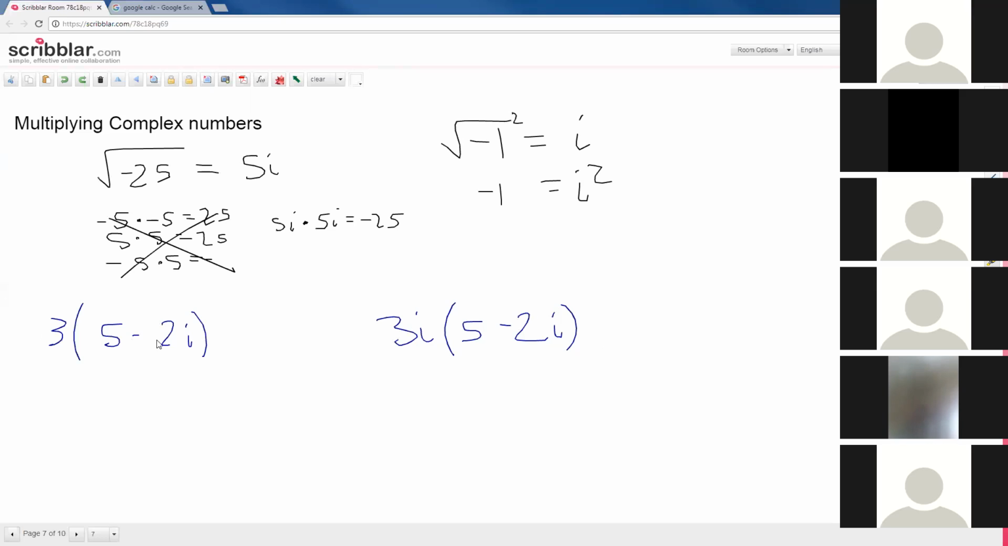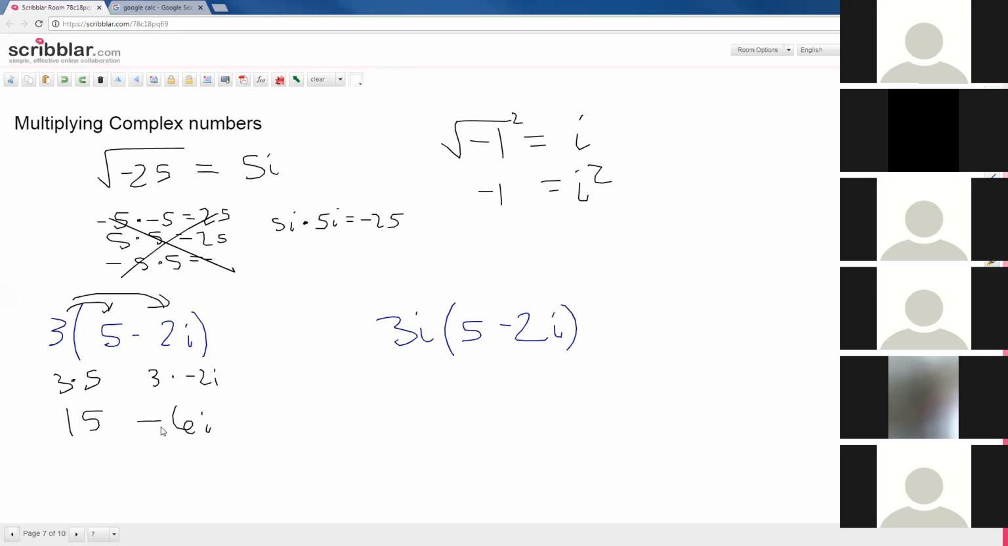So when you multiply complex numbers, it can be different. You'll see these problems are mostly the same. 3 has no i on it for the first problem, and 3 does have an i on it for the second problem. So for the first problem, it's pretty much exactly like multiplying polynomials. You just distribute it in. 3 times 5 is 15. Then you have to use the 3 again. 3 times negative 2i is negative 6i.